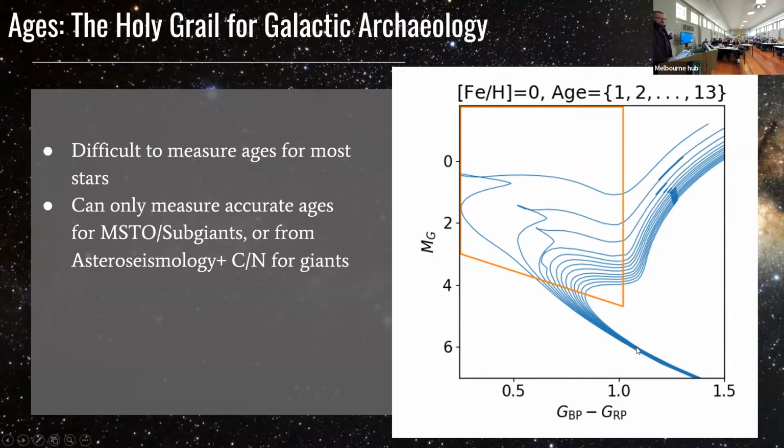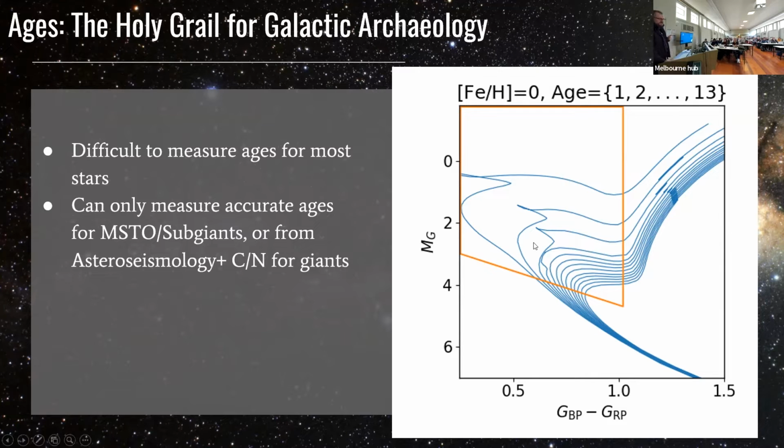What you notice is on the main sequence here, all the isochrones are laid on top of each other. So it doesn't matter how old the star is. When you're on the main sequence, you really can't tell how old the star is based on its stellar parameters. Same thing on the giant branch. You see all the isochrones are still pretty closely packed together. So it's really, really hard to measure an age for a star that's a giant.